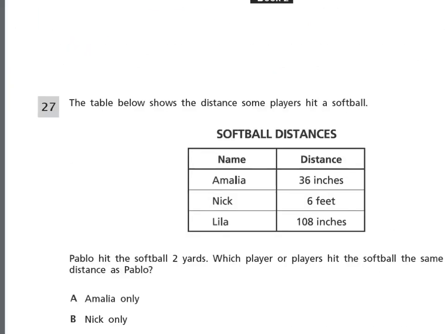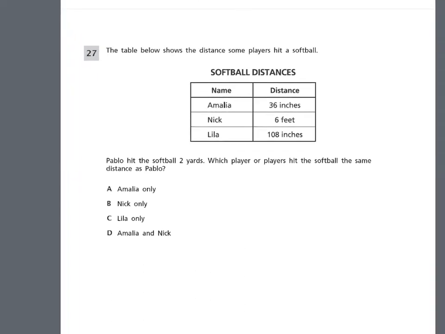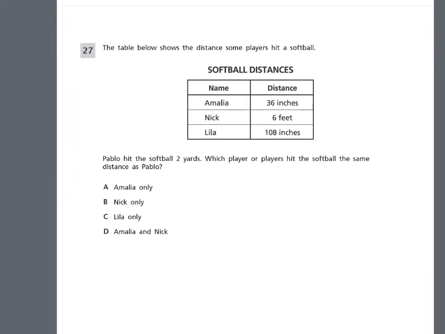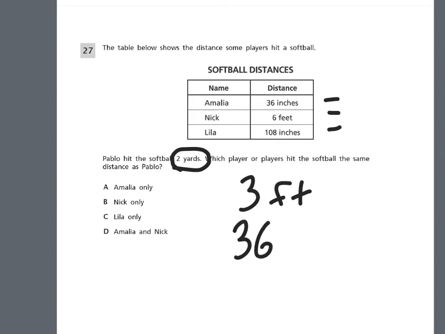27. The table below shows the distance some players hit a softball. So Amalia hits 36 inches, Nick hit it for 6 feet, and Lila hit it for 108 inches. Pablo hit the softball 2 yards. Which player or players hit the softball the same as Pablo? So pretty much we have to convert which of these is the same thing as 2 yards. Well, we know a yard is 3 feet. Or we can say that a yard is 36 inches.